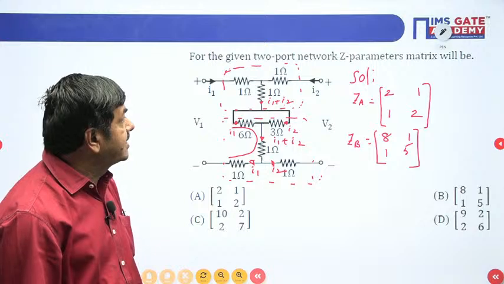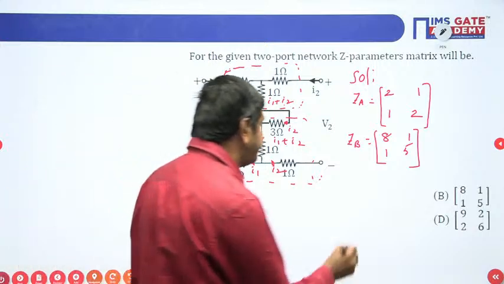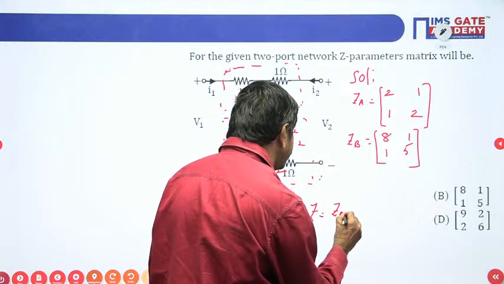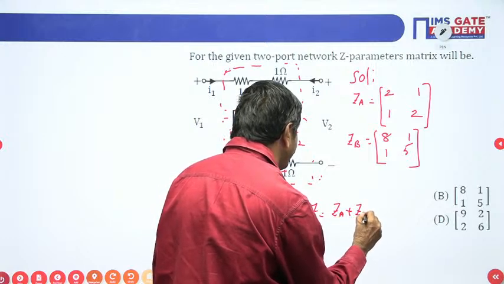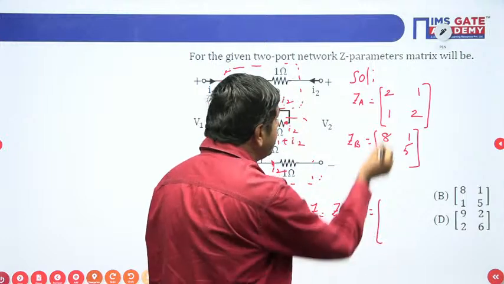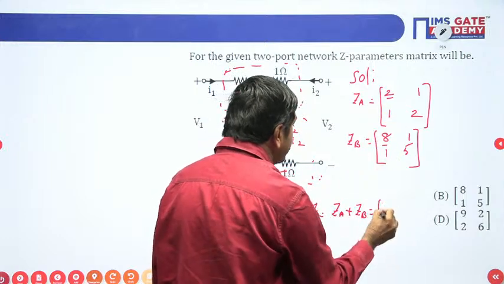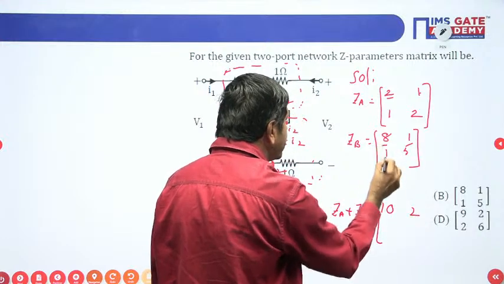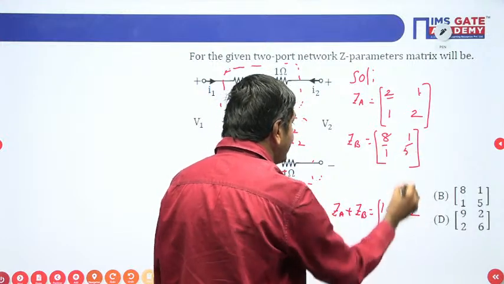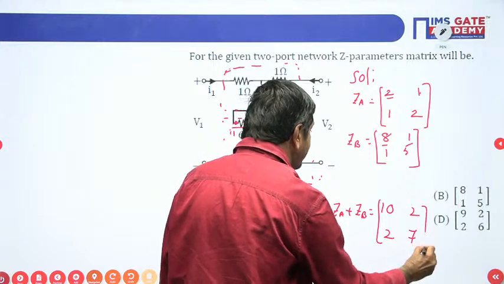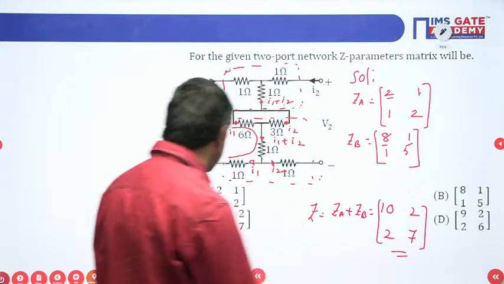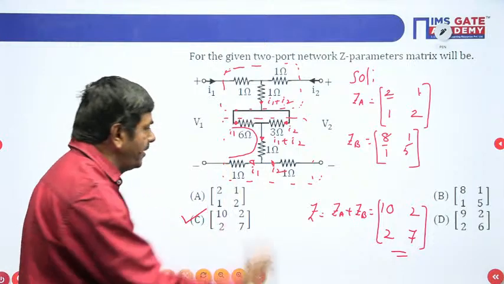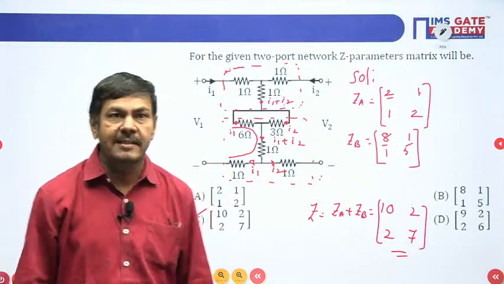The Z equivalent is required. For the given network, the Z parameters matrix is required. It is to be taken as ZA plus ZB. You can put it directly: ZA plus ZB means 2 plus 8, 10 here; 1 plus 1, 2; 1 plus 1, 2; 2 plus 5, 7. Finally, we are getting 10, 2, 2, 7. Option C is correct in this particular problem. That way, we can tackle this question.